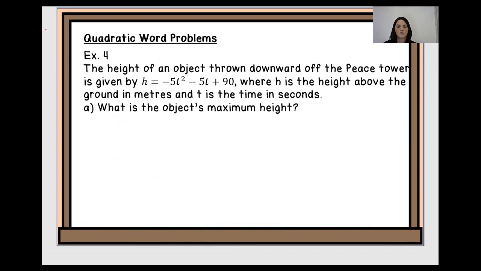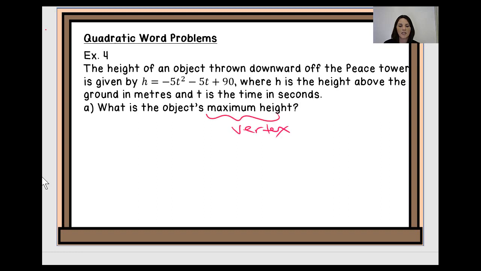The height of an object thrown downward off of the Peace Tower is given by h equals negative 5t squared, subtract 5t plus 90, where h is the height above the ground in meters and t is time in seconds. What is the object's maximum height? So maximum should be your clue that you're finding the vertex.